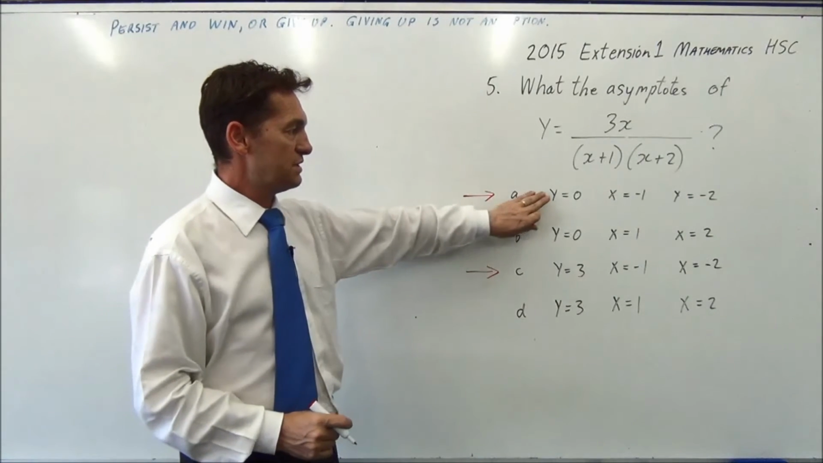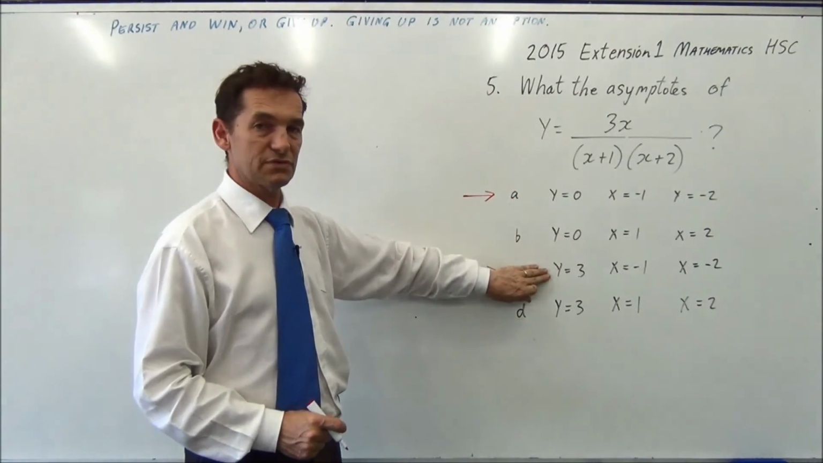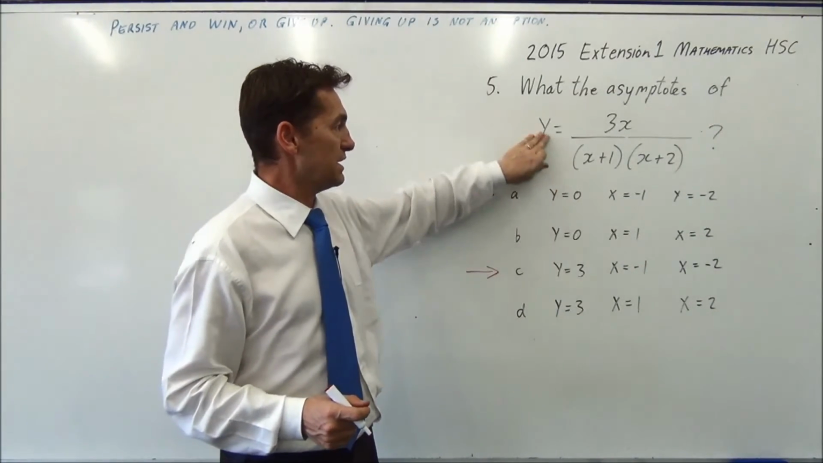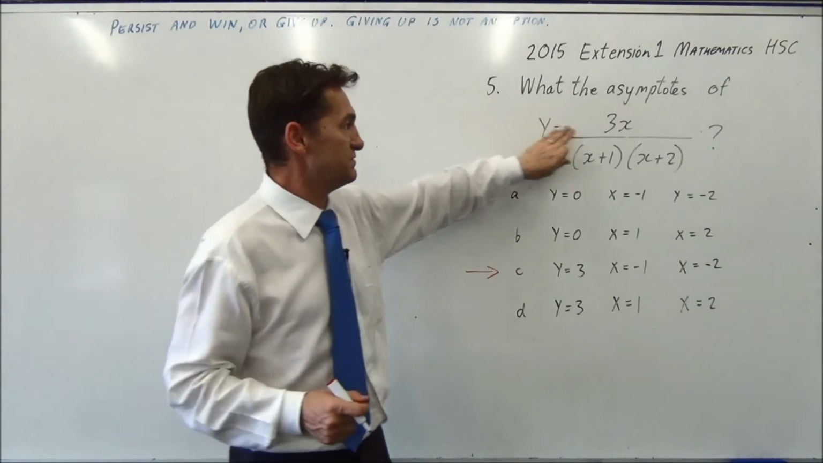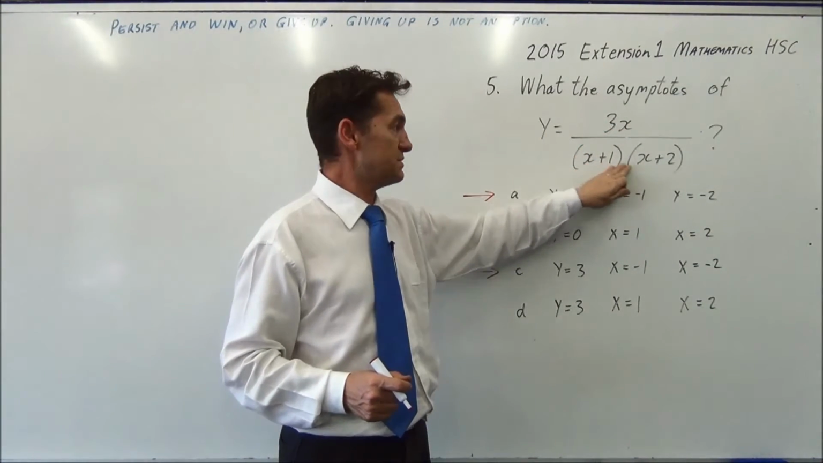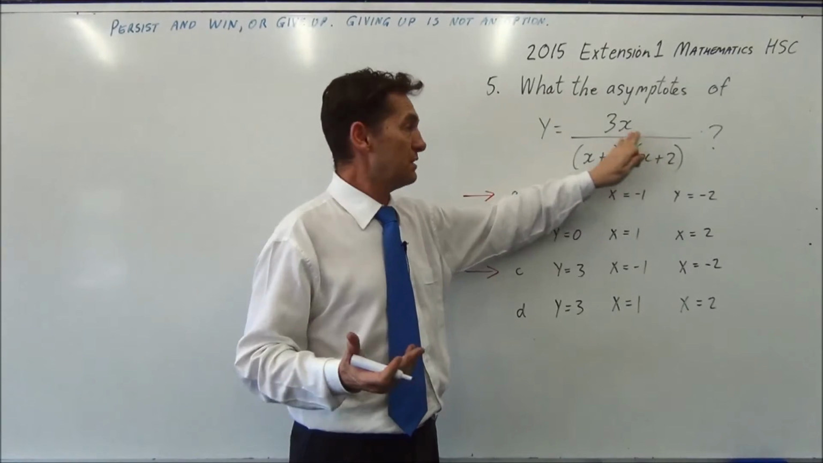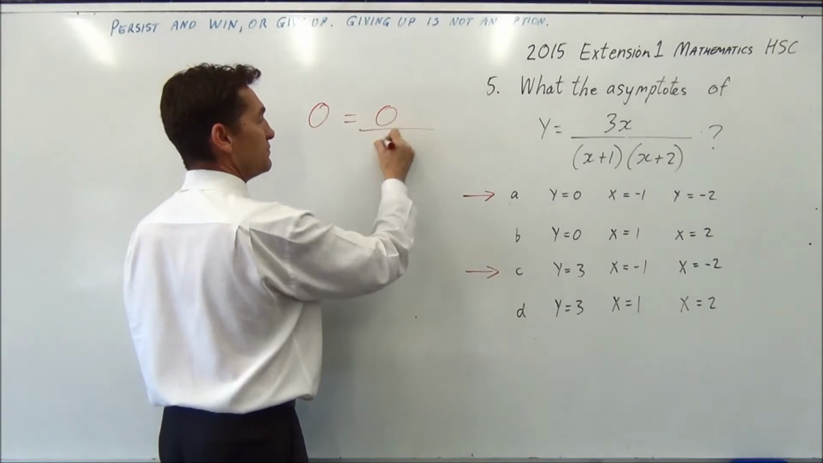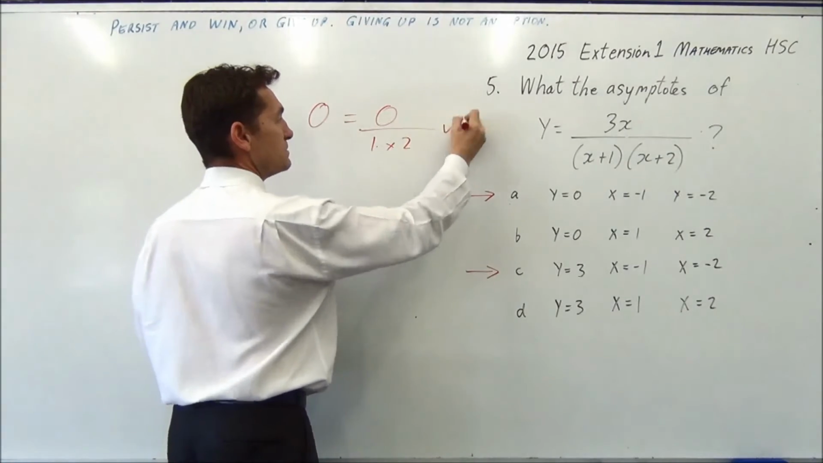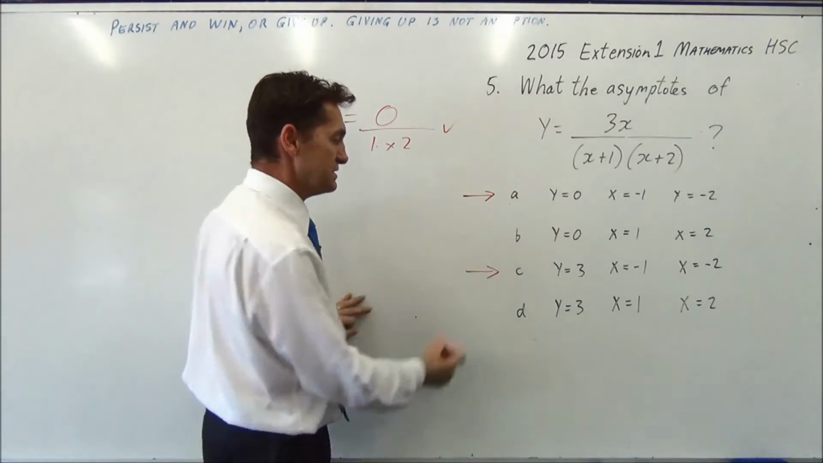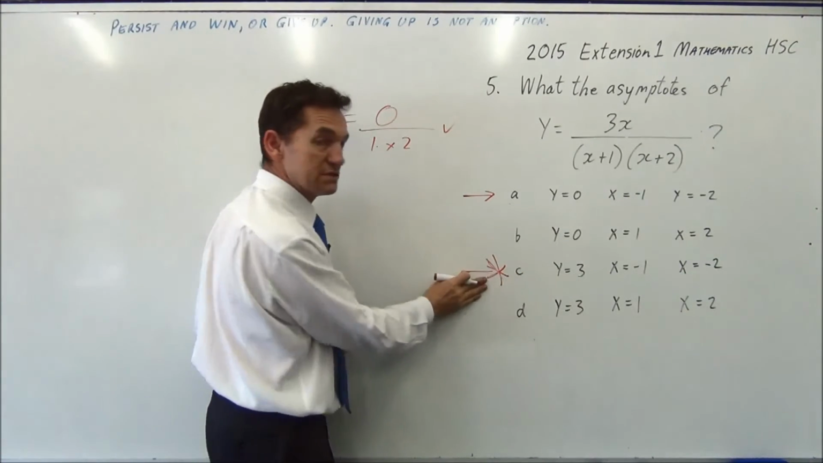Then you've got to decide, is it a 0 or is it a 3? The easy way to start with is to put in 0 and go, okay, can I get a 0 there? Well, yes, if I put a 0 there, and this doesn't make this invalid. So you would have 1 multiplied by 2, and that's fine, because if you've got 0 equals 0 over 1 times 2, that's valid. Therefore, that's not an asymptote, and your answer must be C.